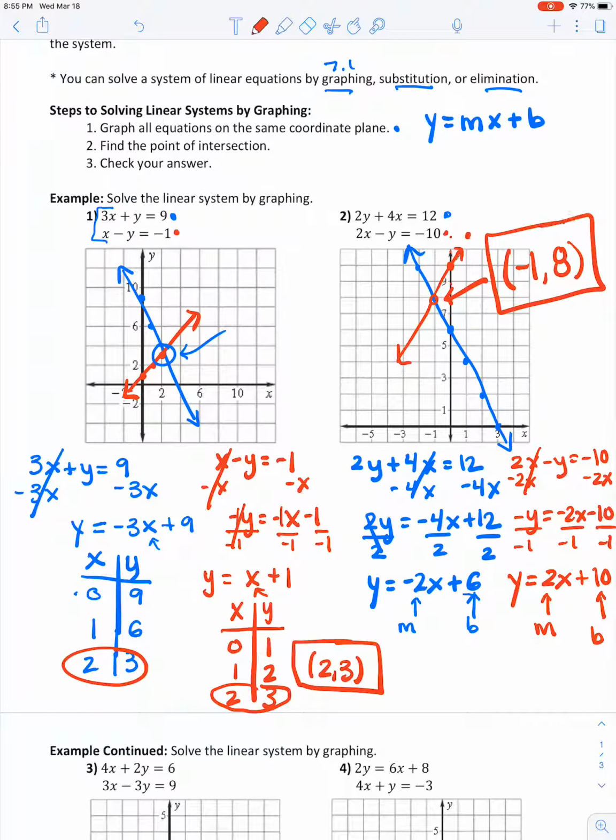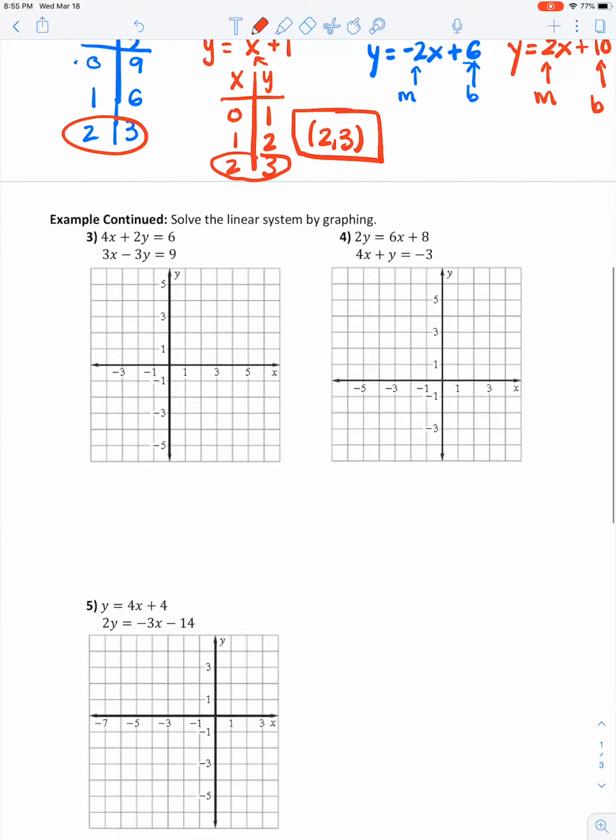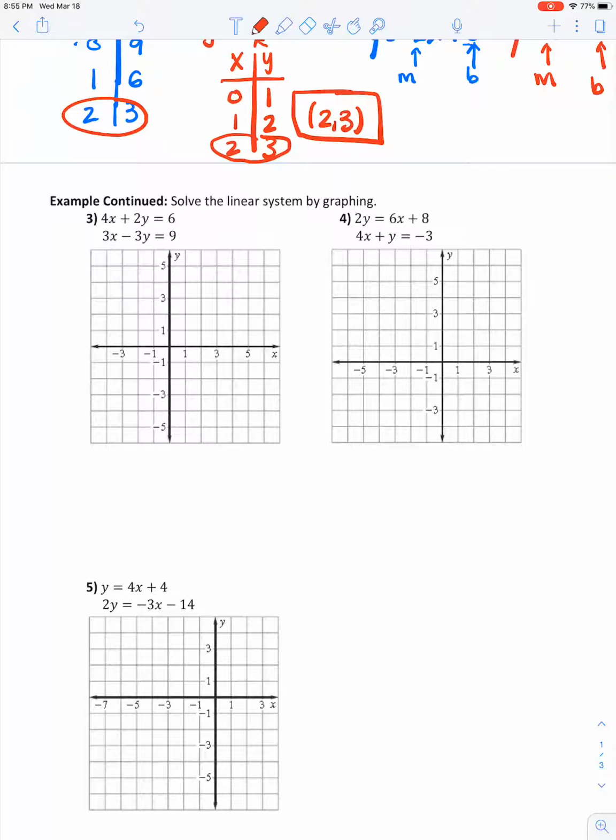So that is my solution to this problem. Notice that the coordinate point is actually the solution to the problem, not necessarily any of this other work that I wrote down below. The solution is this point here. All right, we do have a few more examples.